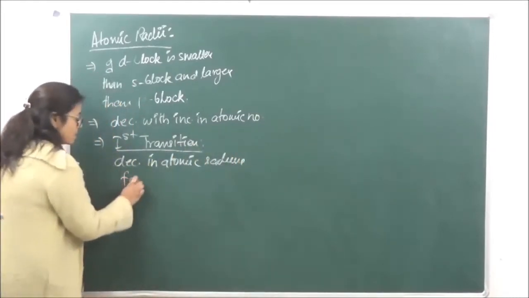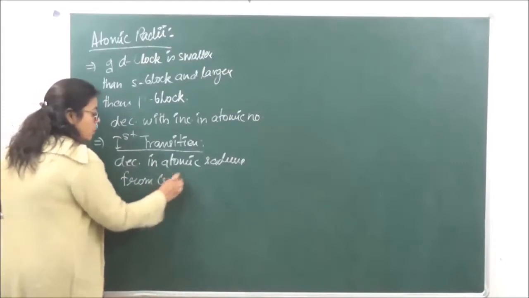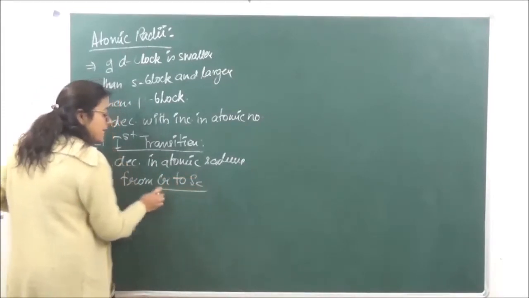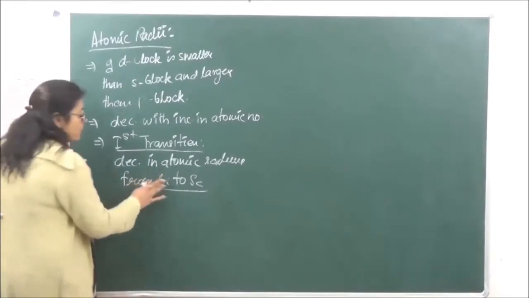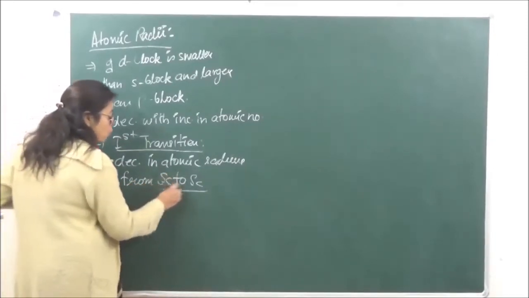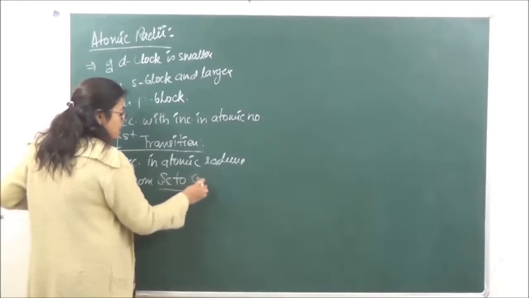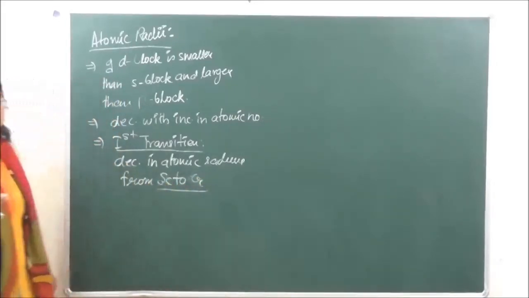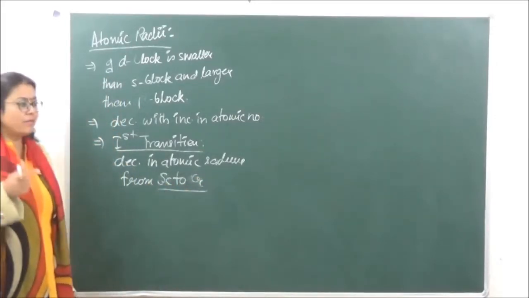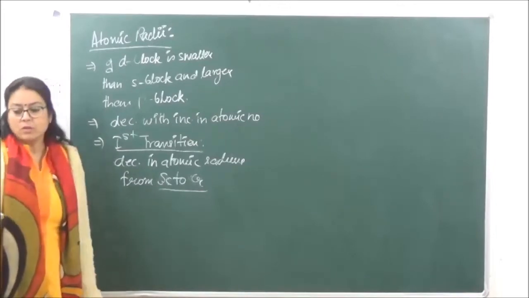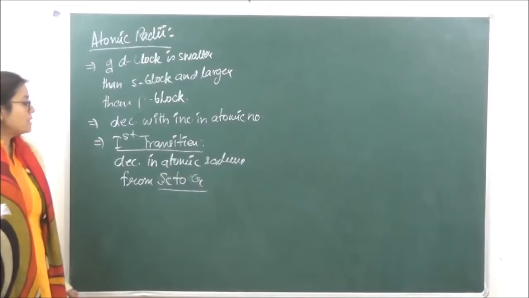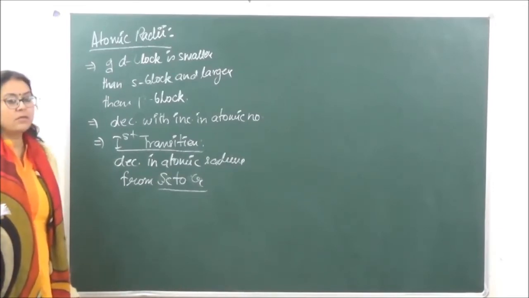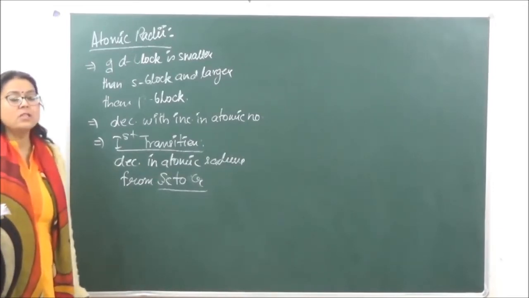So there is going to be a decrease in atomic radius from scandium to chromium. उल्टा लिख दिया मैंने, from scandium to chromium. First element of this series, that is scandium. Scandium के बाद titanium, titanium के बाद vanadium, vanadium के बाद chromium. तो scandium से लेके जब हम लोग chromium तक जाते हैं तो atomic radius that will keep on decreasing. The reason behind this is increase in nuclear charge.